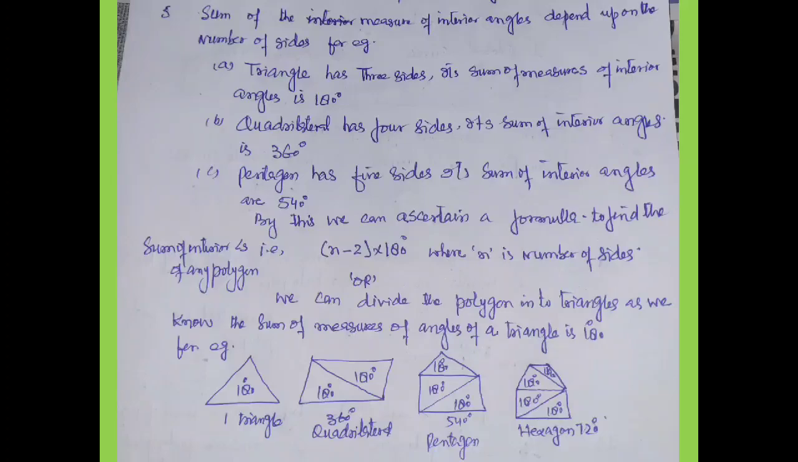And in a pentagon there are five sides, that's 5 minus 2 into 180 degrees, that is 3 into 180, that is 540 degrees. I am talking about only the sum of the measures of the interior angles. In the hexagon there are six sides, that is 6 minus 2 into 180 degrees. So that's 4 into 180 degrees, that is equal to 720 degrees.